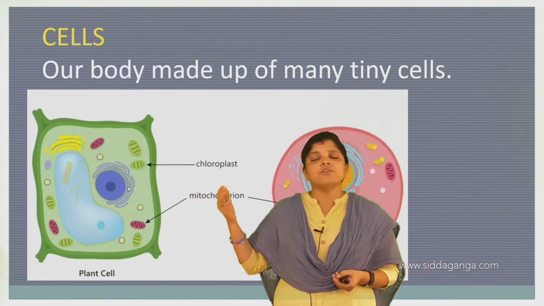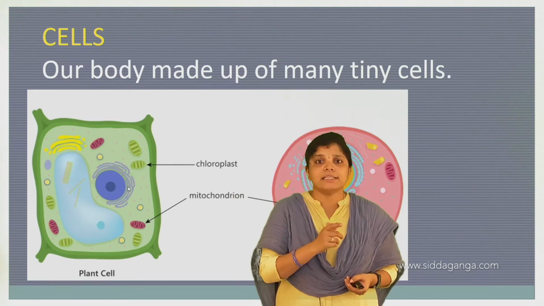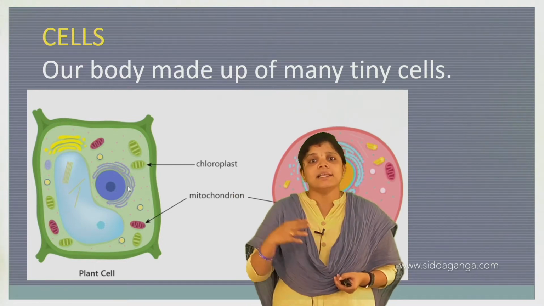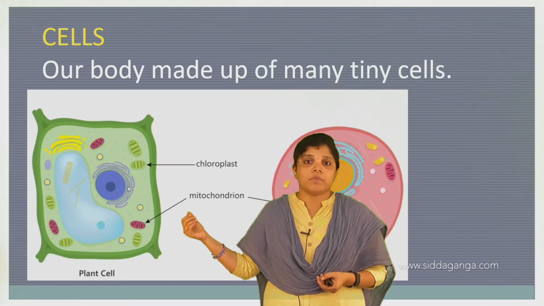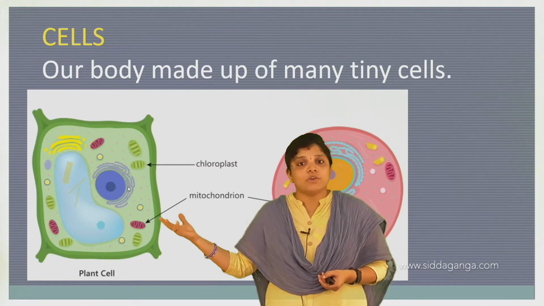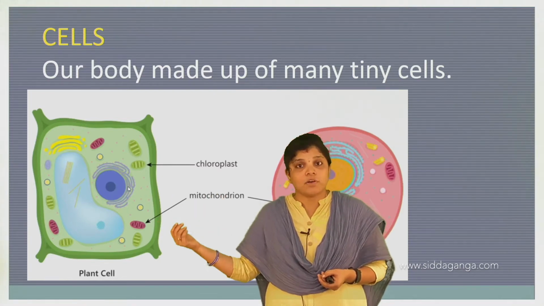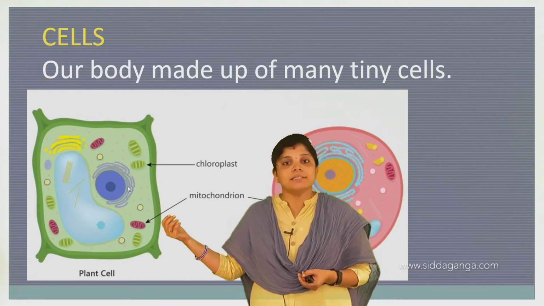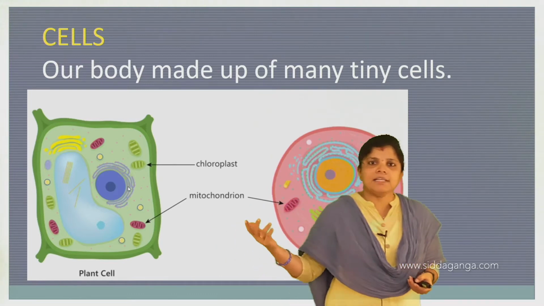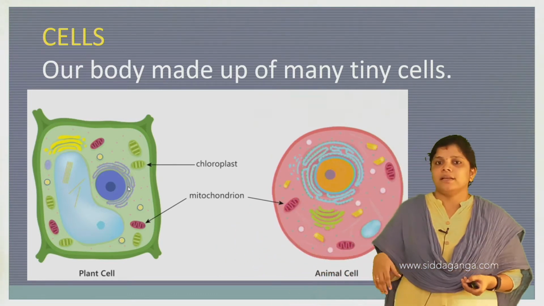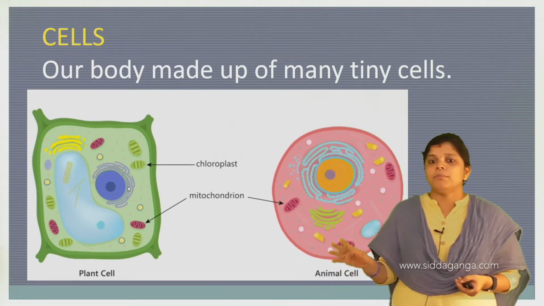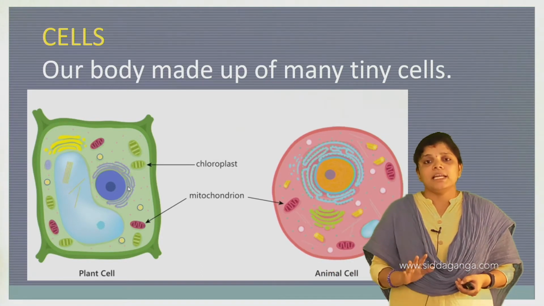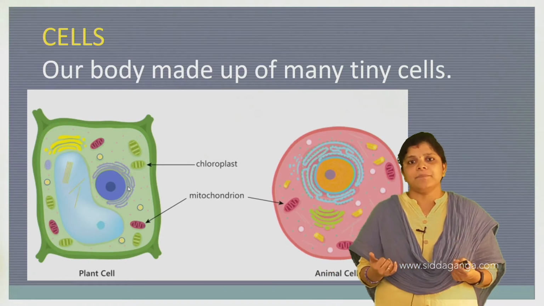See, plants are also made up of tiny cells. Here also there is cytoplasm, and this one has a chloroplast, and this plant cell has a nucleus, cell wall and the cell membrane also. About the plant cell we will learn in the next class. Today we are going to learn first about the animal cell. Animal cell means human being cell.